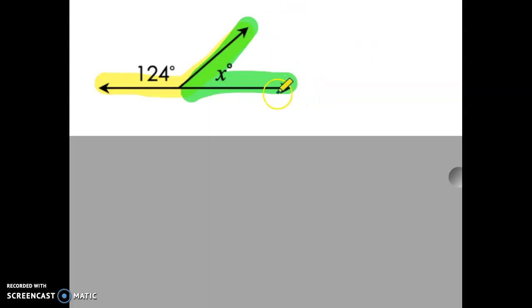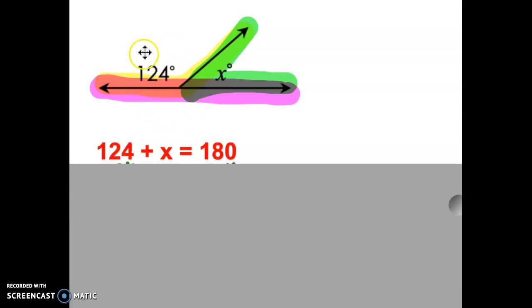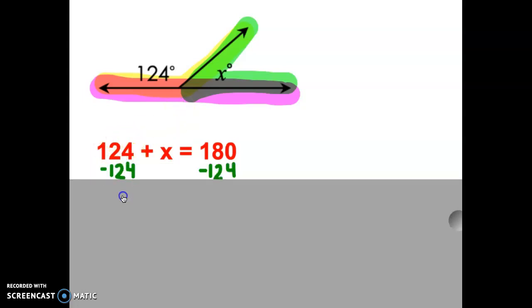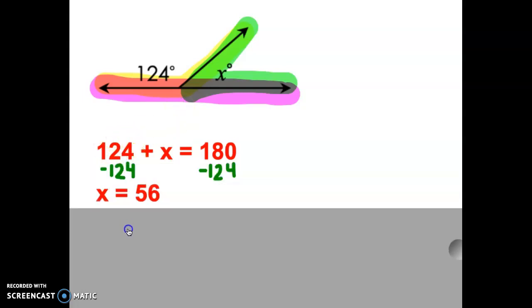You will see that they're going to form a straight line, which means they are supplementary. They form a linear pair. So they're going to add up to 180 degrees. So we can say, hey, 124 plus whatever x is has to equal 180. And then that's an equation, and you're going to use your algebra skills from last year to solve it. So remember, we want to isolate x and get x on one side of the equation by itself. So to do that, you subtract 124 from each side, and then you get that x is equal to 56.